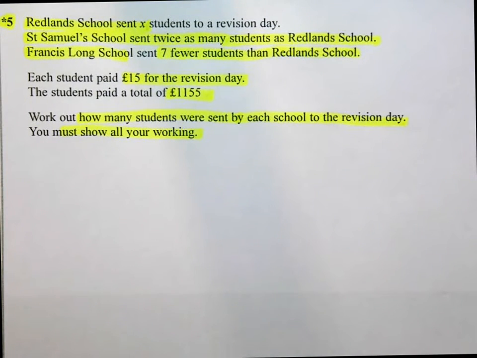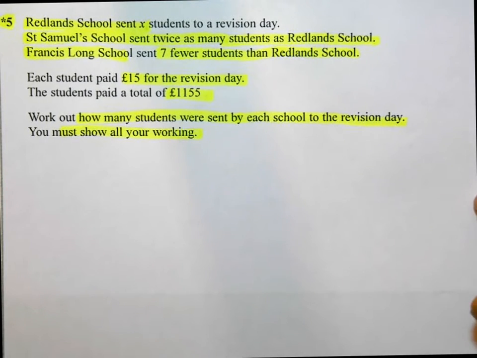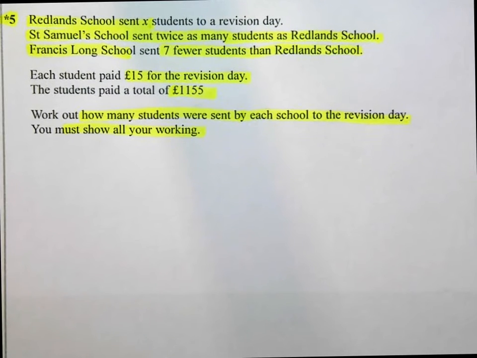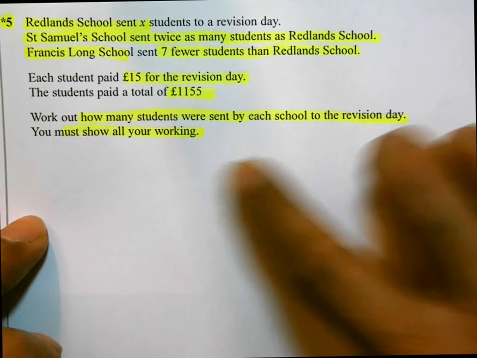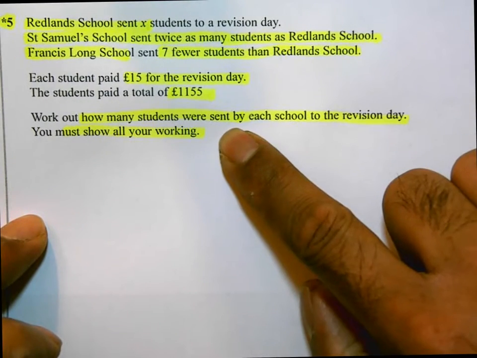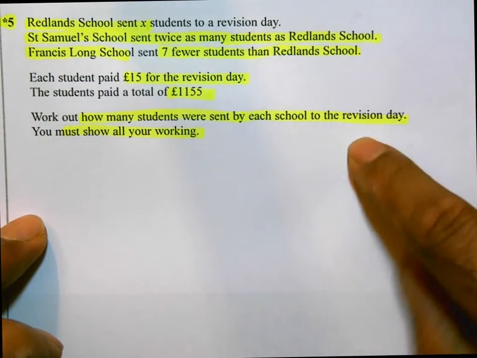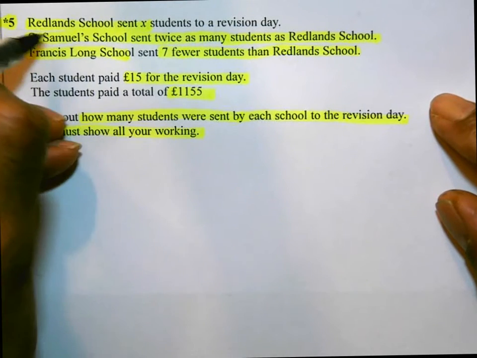Okay, so this is a straightforward question. However, you need to make sure you break it down, think about each step and stage, and are able to give a complete answer. Because there's a star next to the question, we're going to write clearly, in sentence form or an explicit form, the answer they want. They want to know how many students were sent by each school to the revision day. So let's have a look at this.